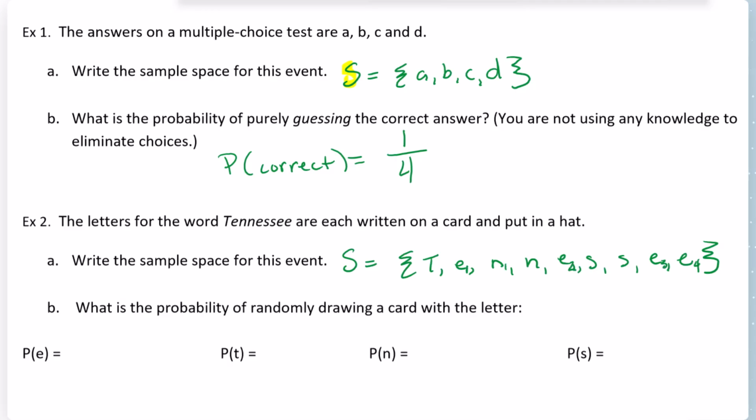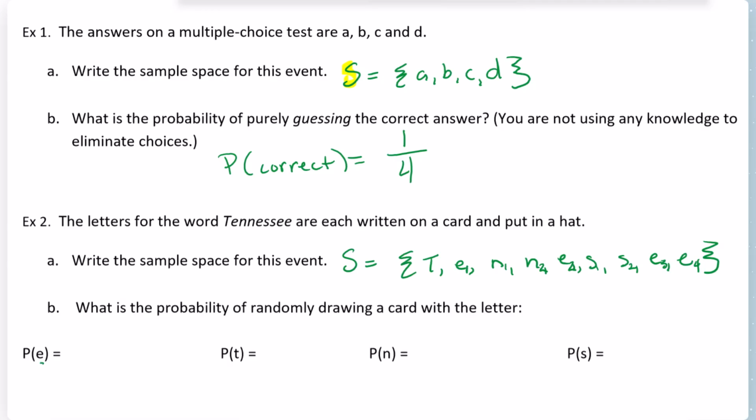And then we have 1, 2 N's, and 1, 2 S's. Don't necessarily have to have those subscripts, but just if you wanted to identify the difference in the E's, S's, or the N's. So following in, what is the probability of getting an E?